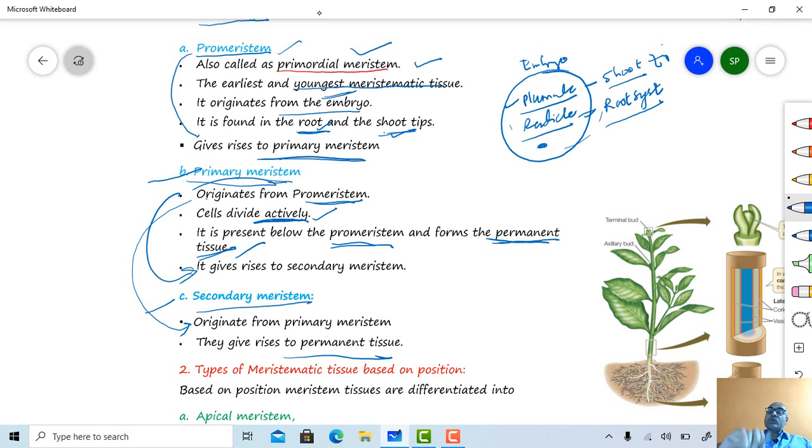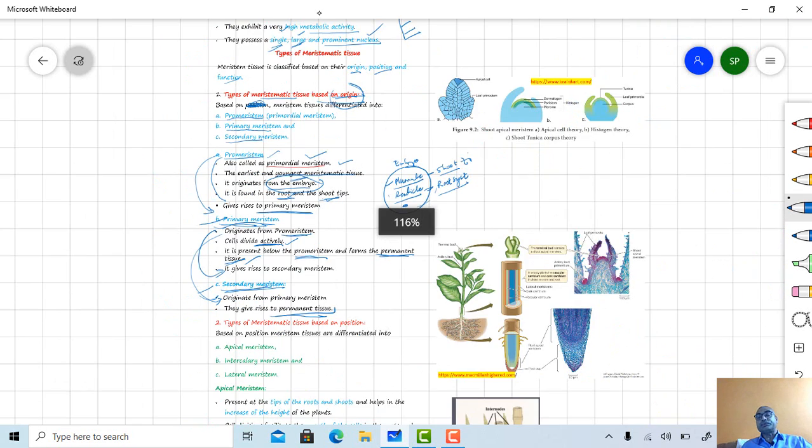Promeristem is also called the primordial meristem, is present or originated from the embryo, and it gives rise to the primary meristem. What is primary meristem? Primary meristem is that meristem which is produced from the promeristem and produces the secondary meristem. And what is secondary meristem? Secondary meristem is produced from the primary meristem and gives rise to the permanent tissue.